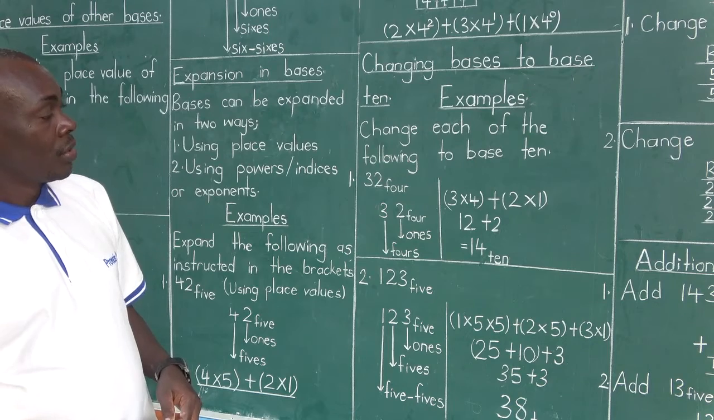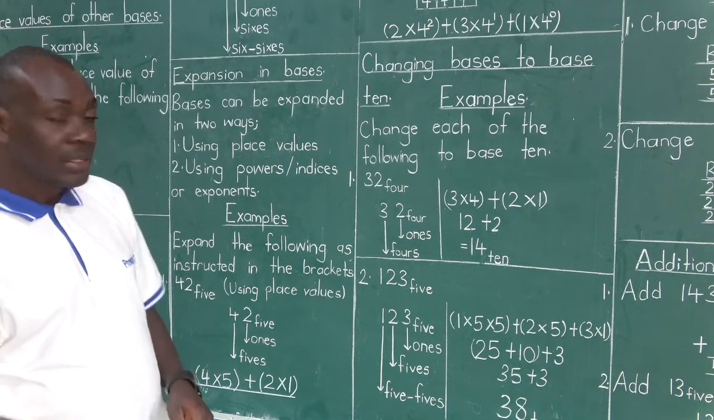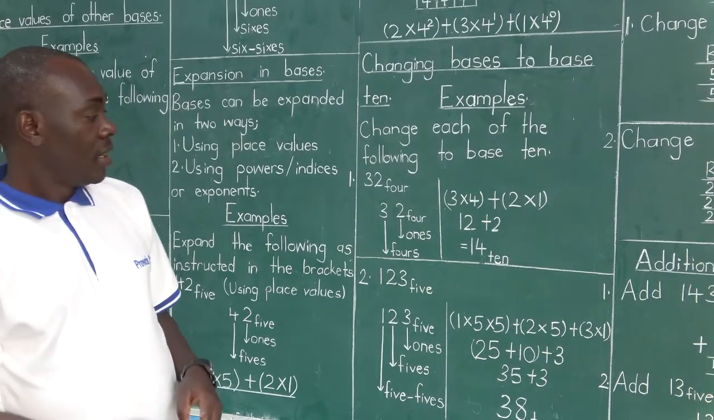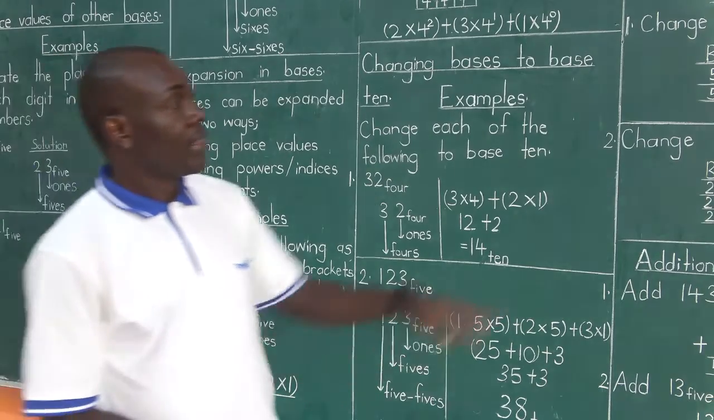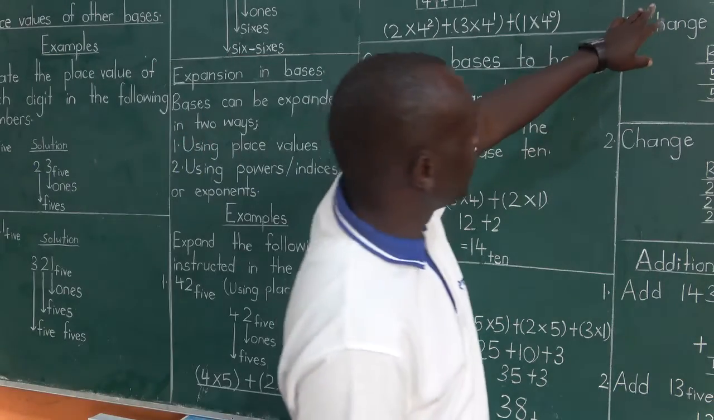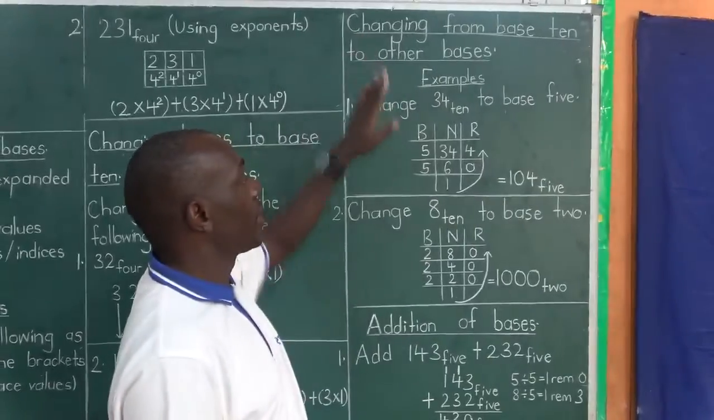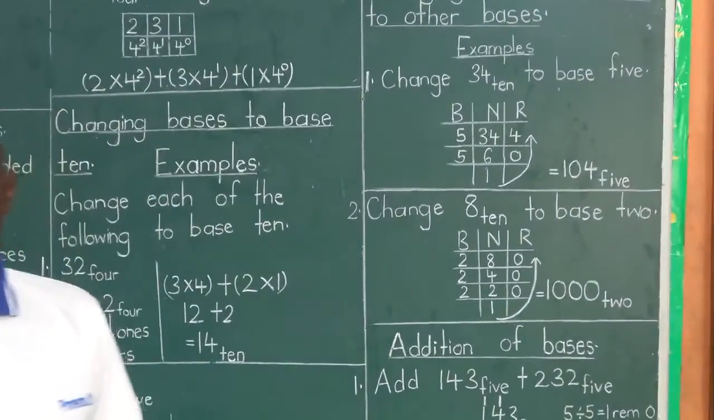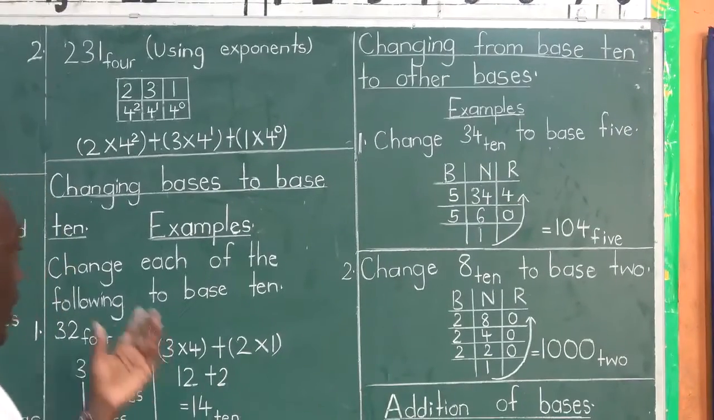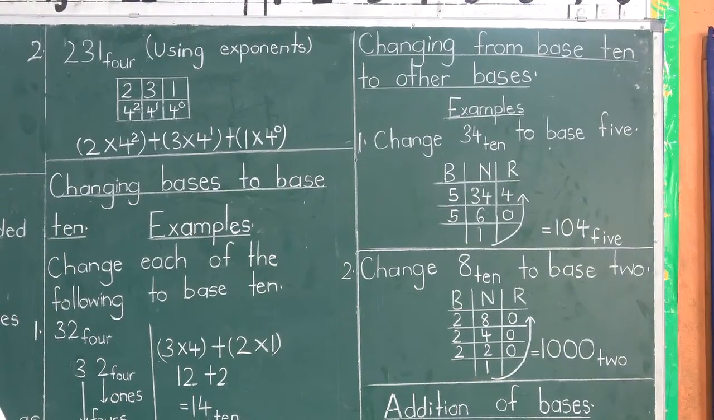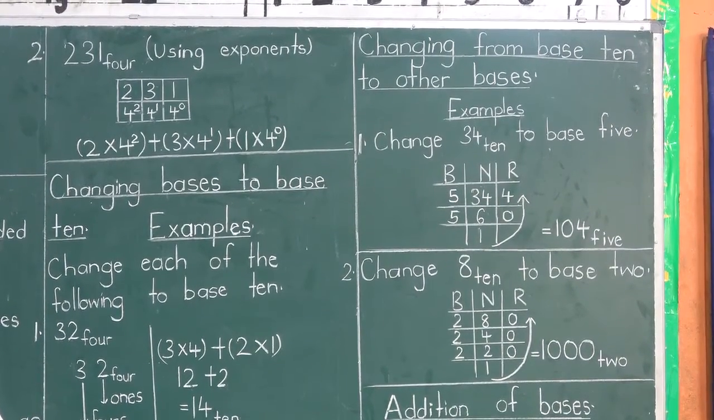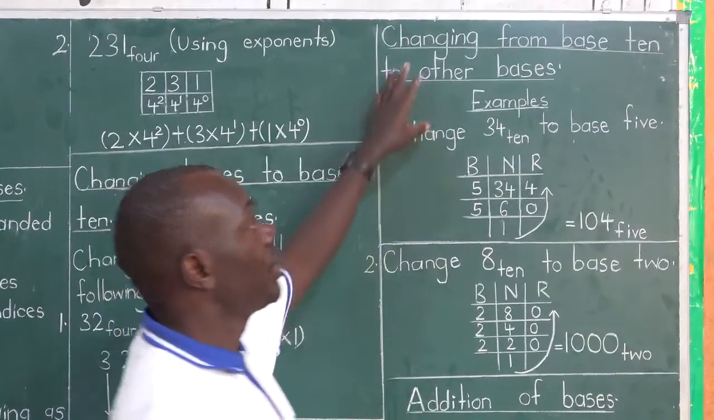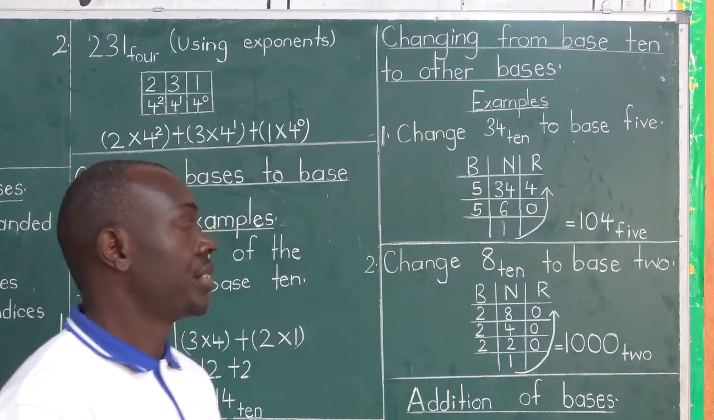And now we are going to see how one can convert from base 10 back to any other base in question. That's why the next subtopic reads changing from base 10 to other bases. Remember, in the previous examples, we were looking at how one can change from other bases to base 10. Now, the reverse is true.